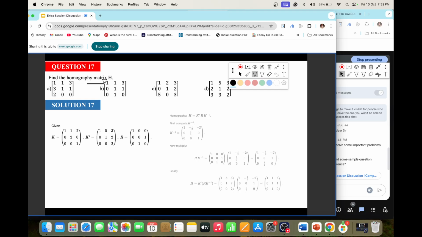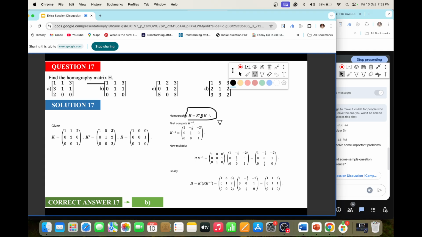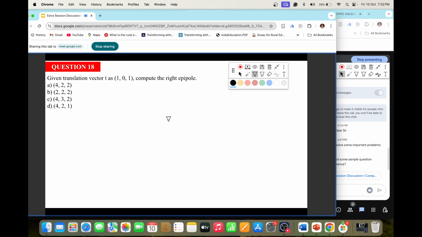So homography matrix, how do we calculate it? We calculate the homography matrix by this formula. We have K dash, we have K, and we also have this R matrix, the right camera rotation matrix. From this we can easily calculate the homography matrix by this formula. So again, just remember this formula, a very important formula. So this is regarding question number 17.